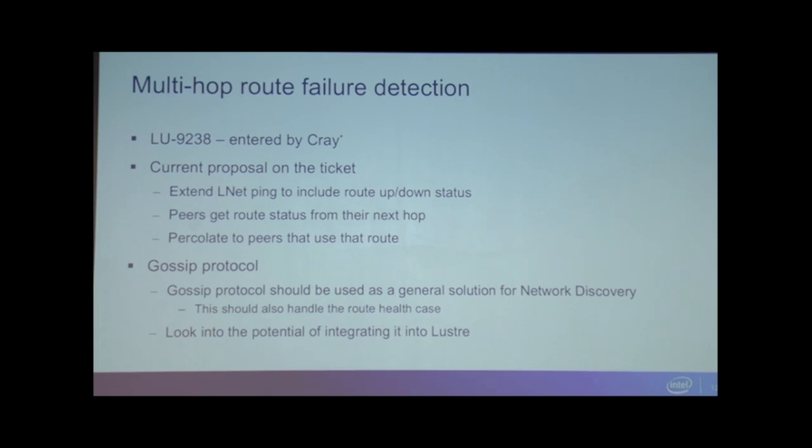However, that's not backwards compatible. So there is another protocol out there, of which we have an implementation, called the Gossip protocol, and it's supposed to be able to discover the network around it in an efficient way. So we want to look into how we can integrate it in Lustre and use it.